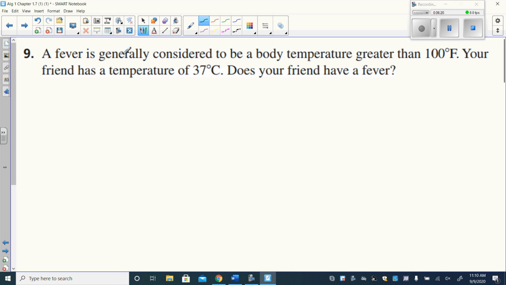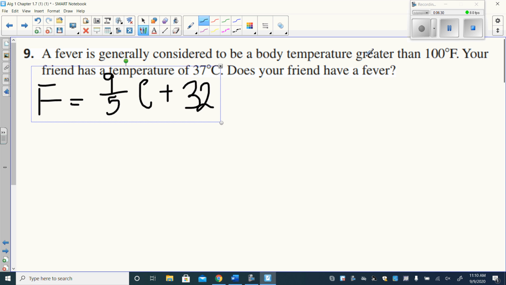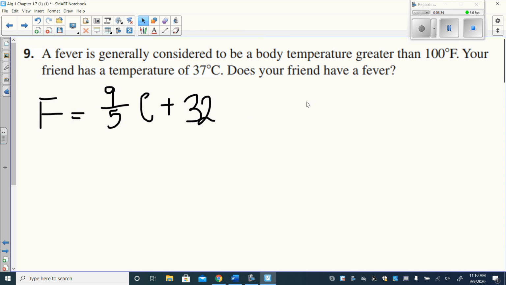So we're going to deal with one more with temperature. A fever is generally considered to be a body temperature greater than 100 degrees Fahrenheit, or like the thermometer says, everybody is 97.5 or 97.3. But your friend has a temperature of 37 degrees Celsius. Does your friend have a fever?